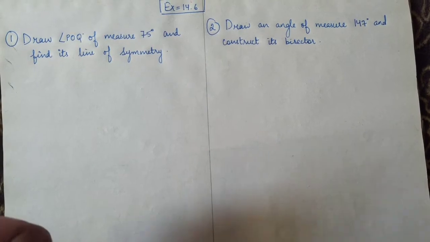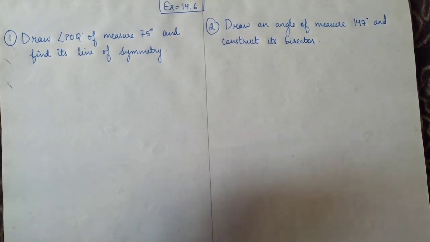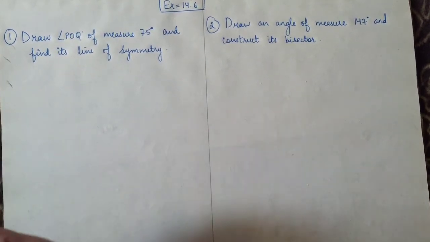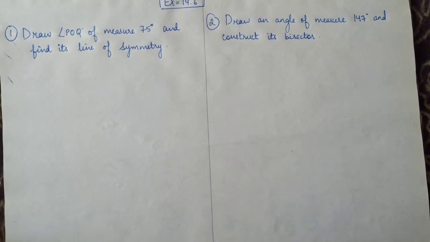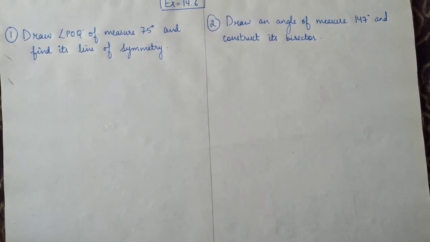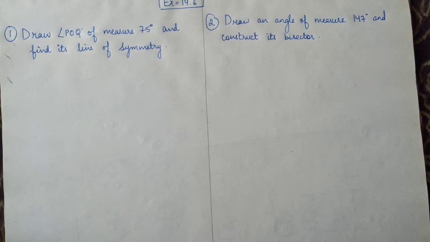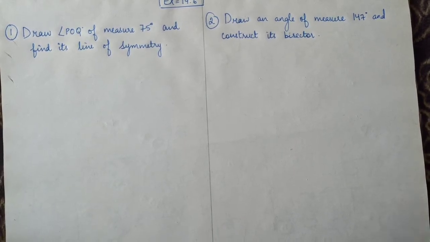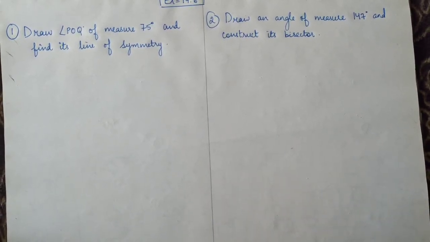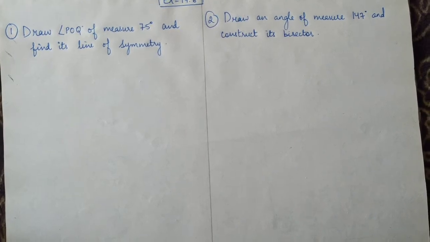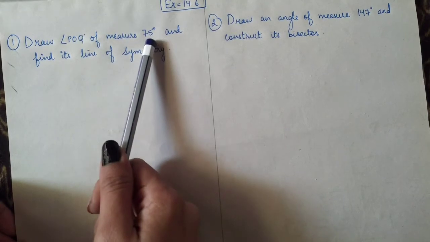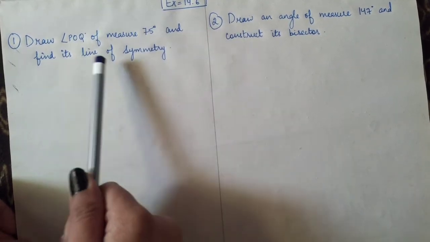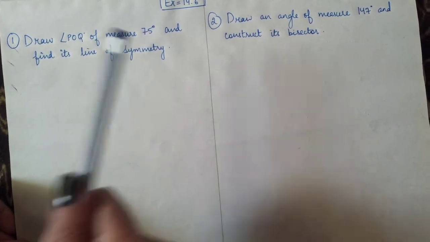When these terms come in the question, like line of symmetry, axis of symmetry, or bisector, they mean the same thing. So in that case, you are supposed to find the bisector. Bisector means you are dividing anything in two equal parts. That's what bisect means. Okay, so here first we'll draw an angle POQ of measure 75 degrees and then we will bisect that. That's what they mean by this question.